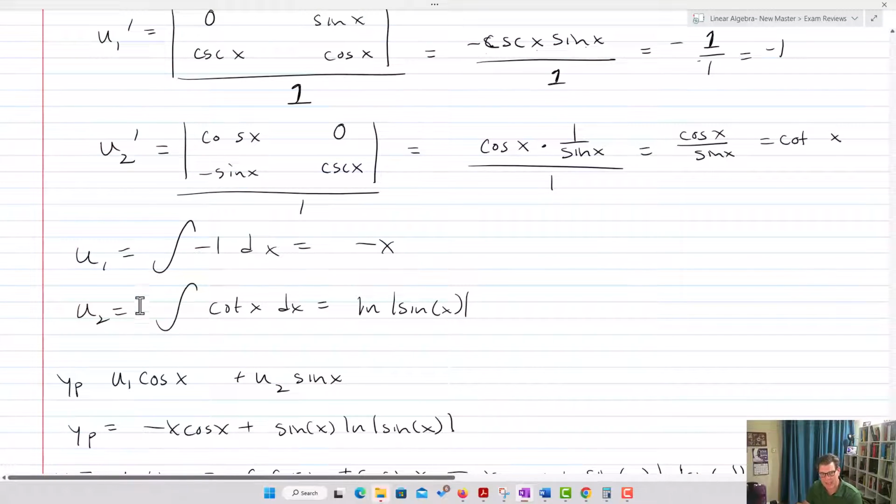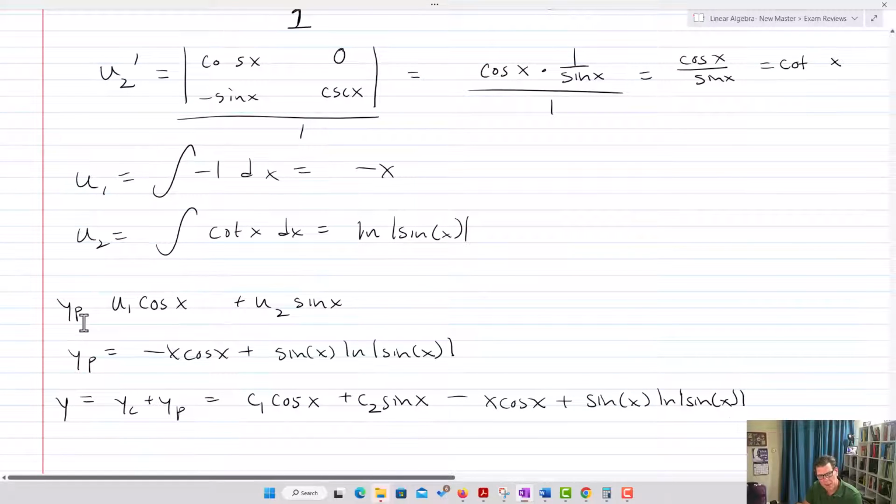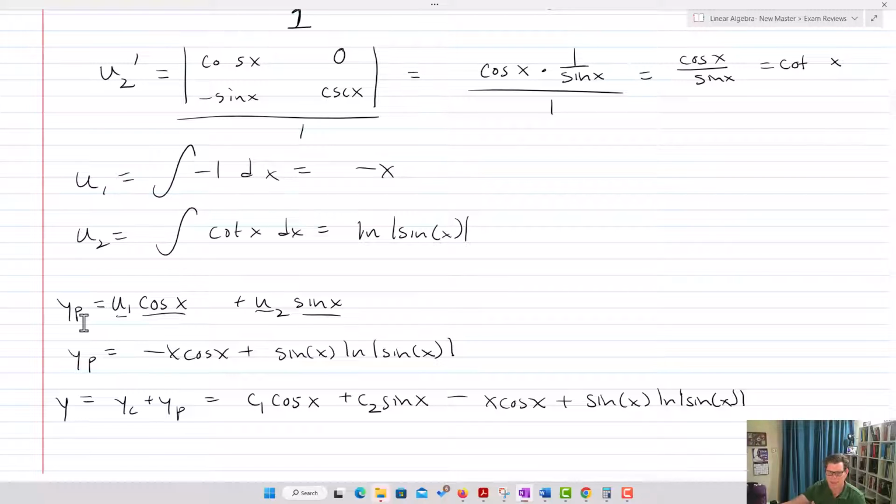Then I have to go in and integrate. Then my particular solution is going to be of the form u1 times cosine x plus u2 times sine x.